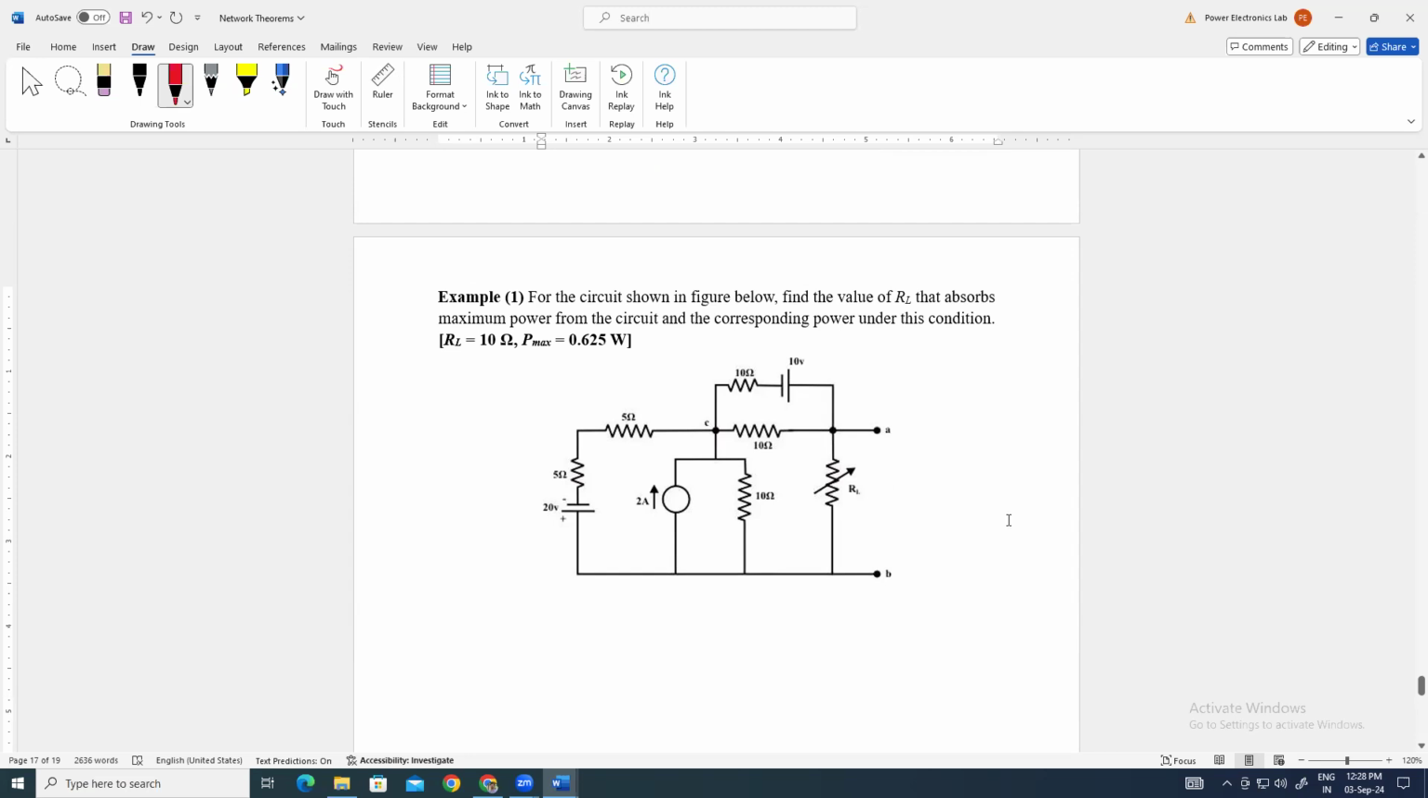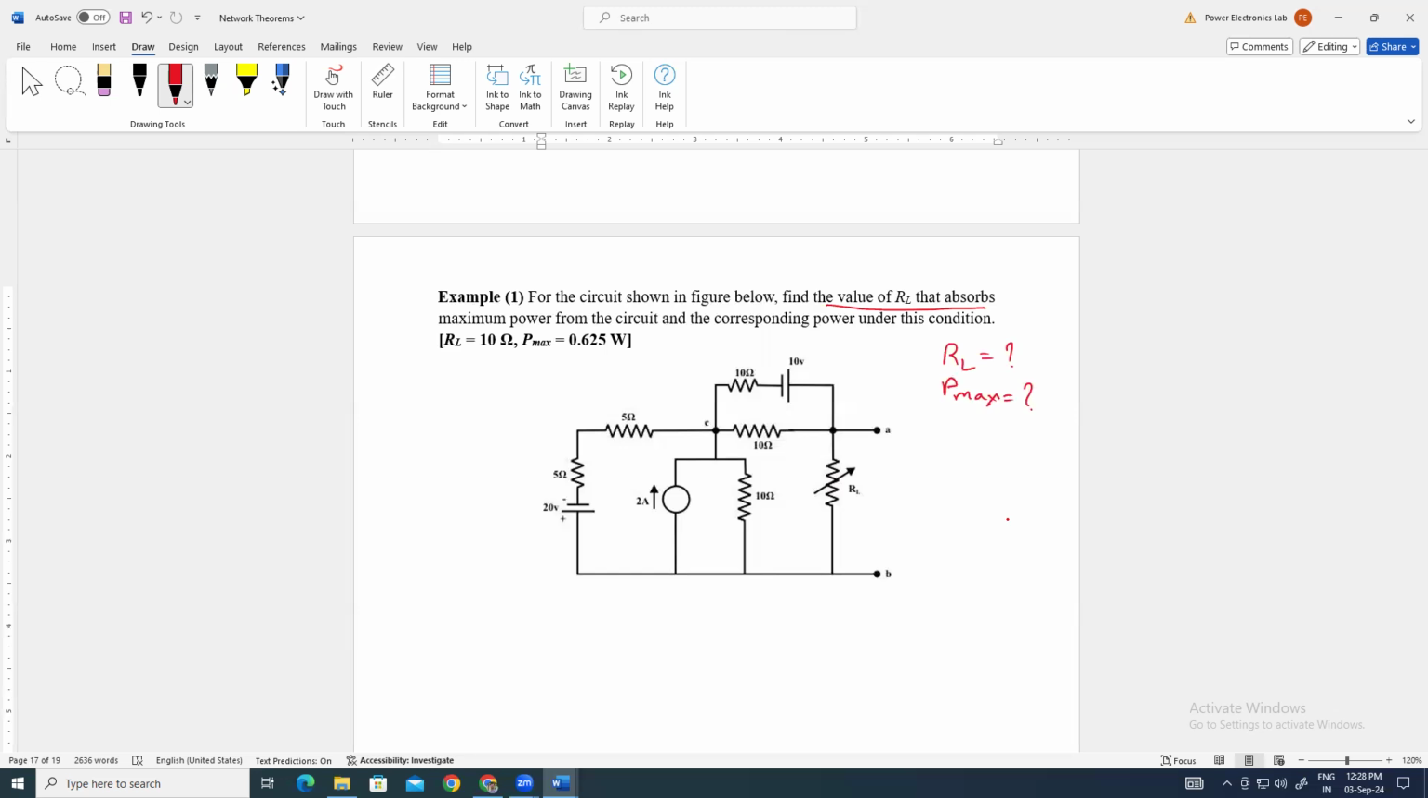So this is a quite complex network that is given to us. We have to find the value of RL that absorbs maximum power from the circuit and the corresponding power under this condition. So we have to calculate the condition for RL also. What will be the value of RL? And then we have to calculate the value of maximum power also. RL is variable here.